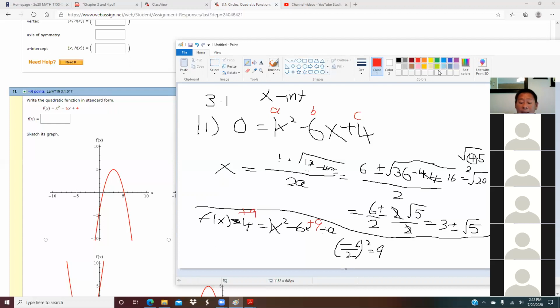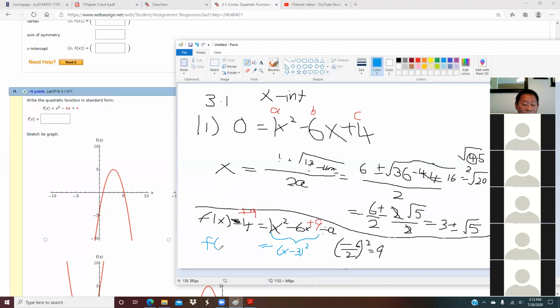So what happened is that these 3 terms will factor. And when you factor, it's a perfect square trinomial. You become (x - 3) squared. And where does this -3 come from?